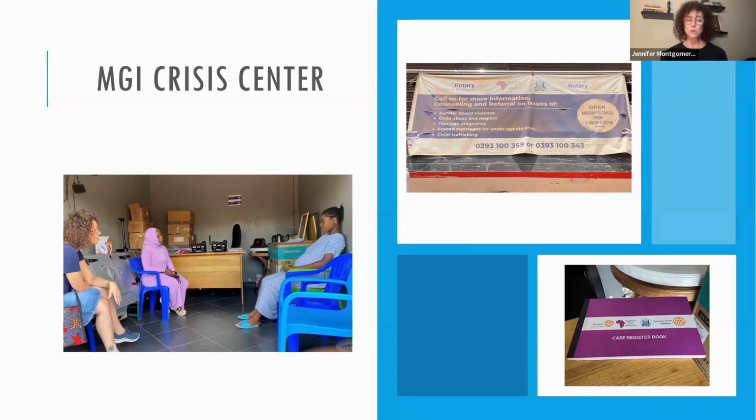But this crisis center will be the hub of coordinating the activities in the urban project location, but also working with the coordinator in the Kasese project location. So this will serve as sort of the hub of where things will be distributed, where people can meet to have meetings and conversations about the project.